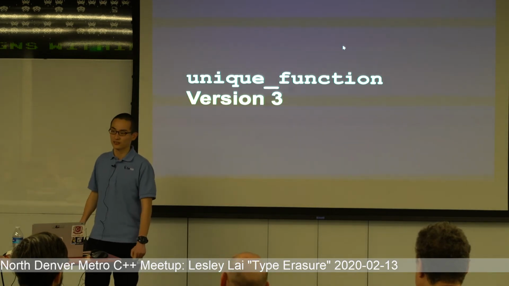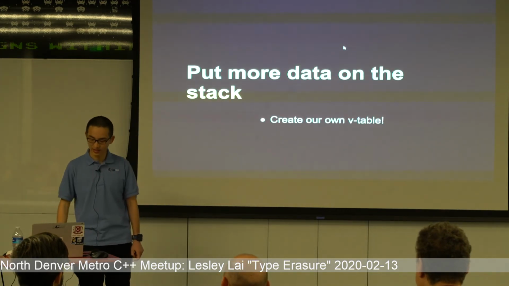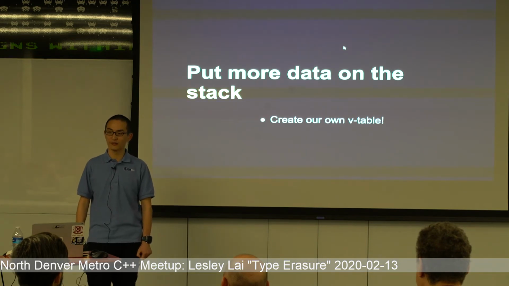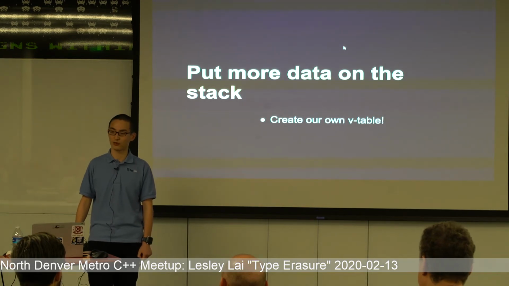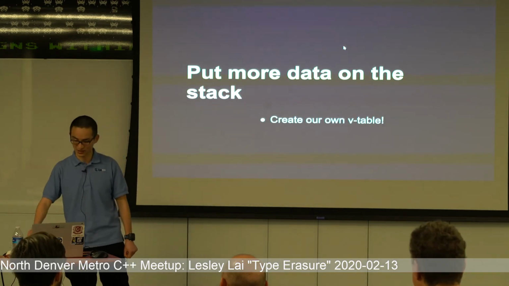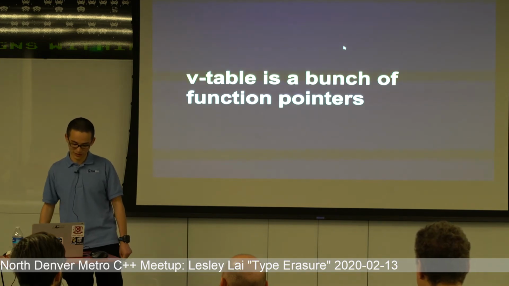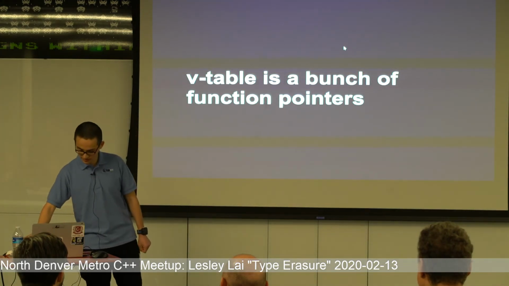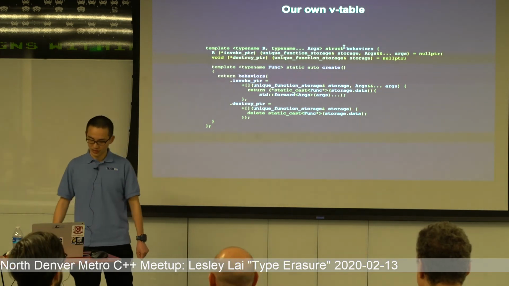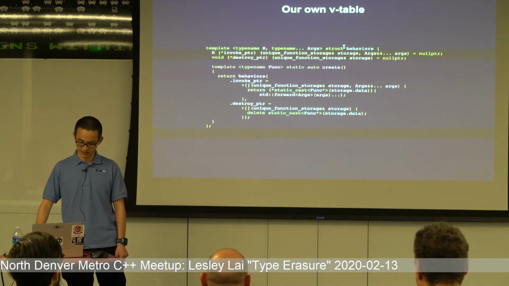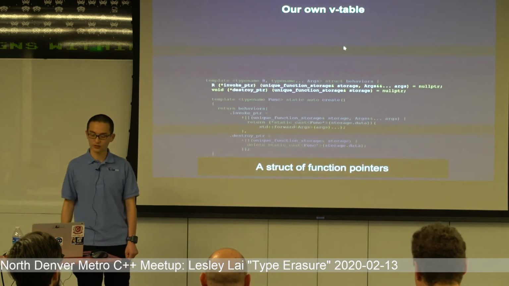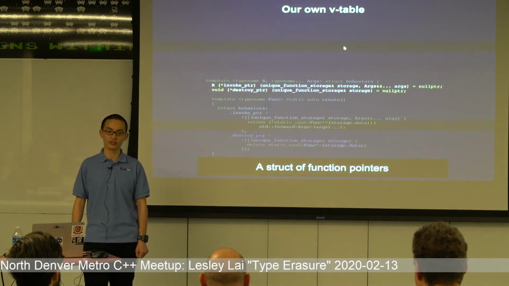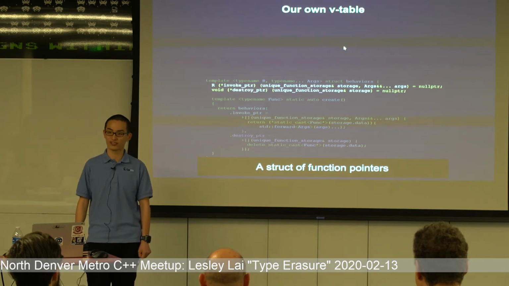Now, unique function version 3. We want to put more data on the stack. But first, there is no way to put more data on the stack if we use inheritance. So we need to create our own vtable. There's some ugly code there waiting for you. And if you think vtable is mysterious, it's really just a bunch of function pointers. Then we have this behaviors class that just stores function pointers of the polymorphic behaviors we want.